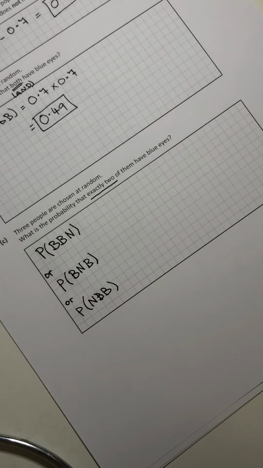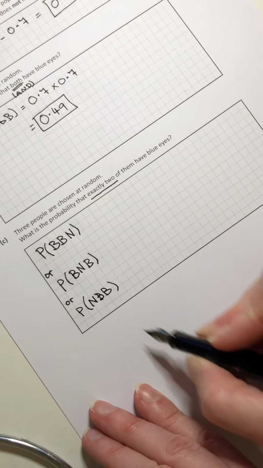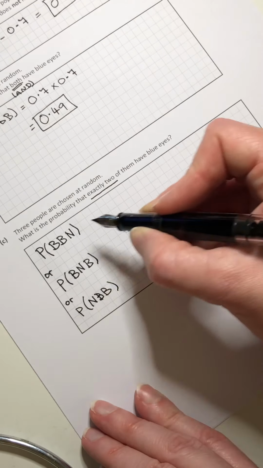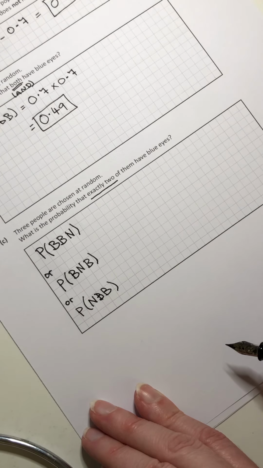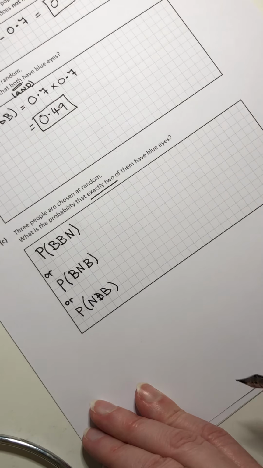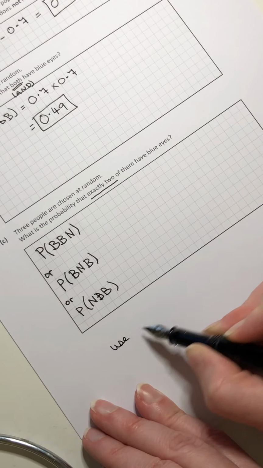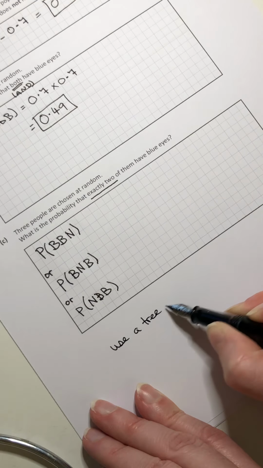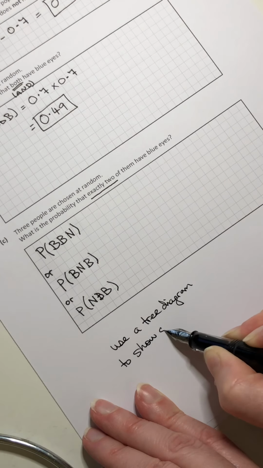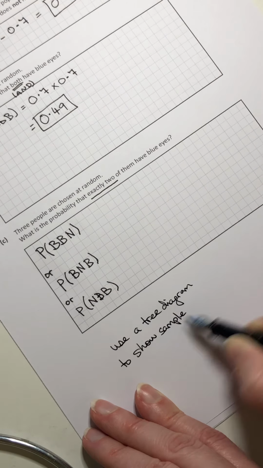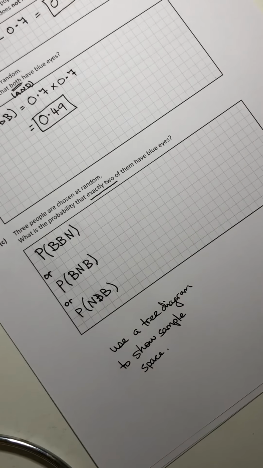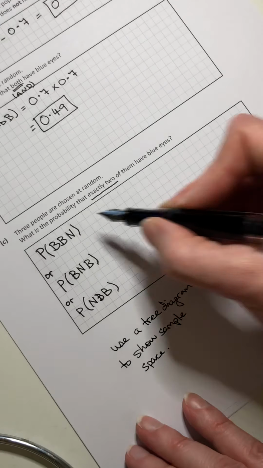You could work this out using a tree diagram as well if you're not sure how I came to those, but it's fine to just use listing to work out the possible combinations where exactly two of them have blue eyes. And I hope you can see that those are the only ways that that could happen. We could use a tree diagram to show this sample space as well. This is a bit like heads and tails with our coins. So if you're not sure where that's coming from, you can draw out a tree diagram and convince yourself that those are the only three possible options.